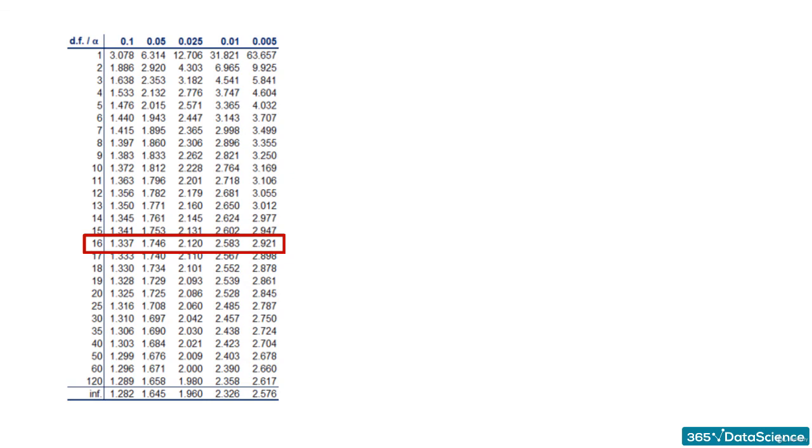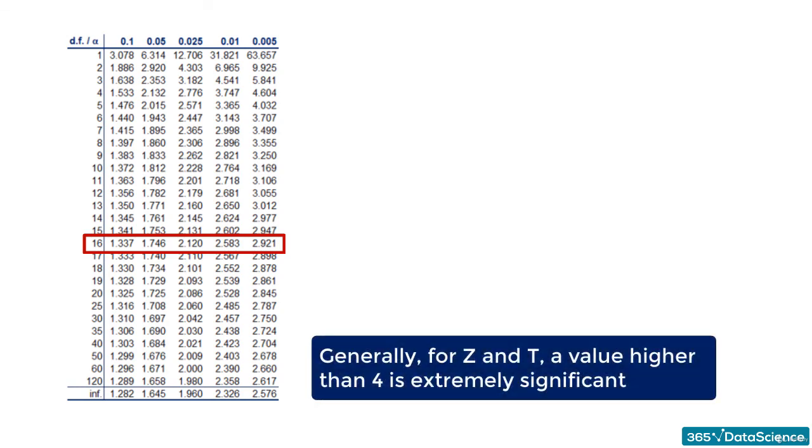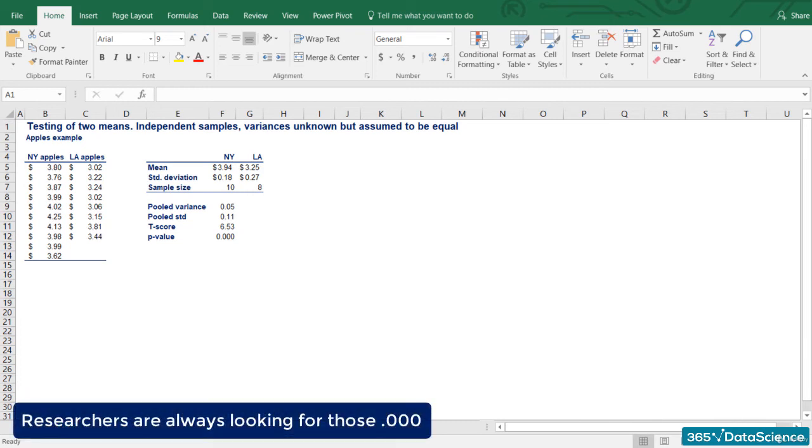For common tests, a rule of thumb is to reject the null hypothesis when the t-score is bigger than 2. Generally, for z-score and t-score, a value that is higher than 4 is extremely significant. Let's see the two-sided p-value. The p-value of this test is lower than 0.000, somewhere around 0.000001. In our lesson about p-value, we said that researchers are always looking for those 3 zeros after the dot. It means that the test is extremely significant and the probability of making a type 1 error is virtually 0.